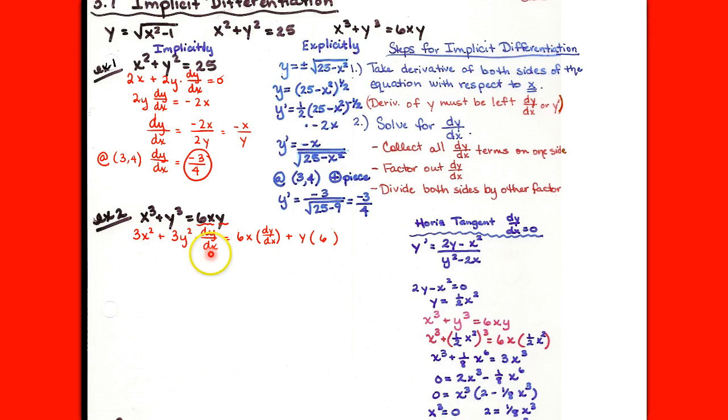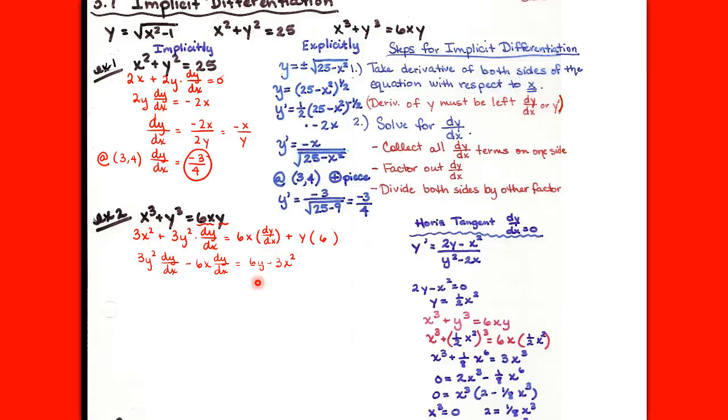So like this guy right here has dy/dx in it, so I'll leave it on the left. This guy right here has dy/dx in it, so I'm going to subtract it over to the left. This guy did not have dy/dx in it. I'm going to get him out of my way. I'm going to subtract him over to the right. So this guy got subtracted over here. This one stayed where it was. This one got subtracted over to the left. This one stayed where it was. So all the dy/dx terms on the left-hand side, everything else on the right-hand side.